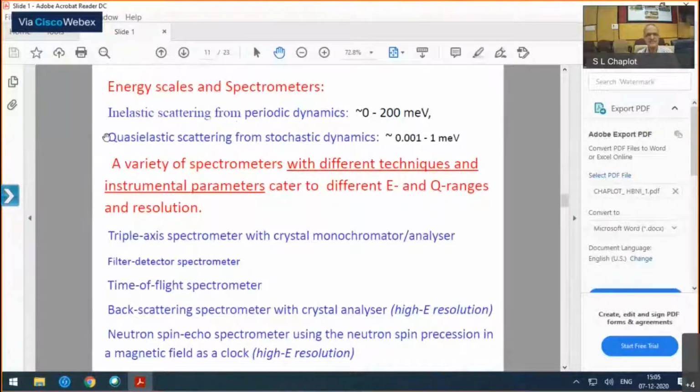As we said, the energy scale involved in inelastic scattering and quasi-elastic neutron scattering is in this range, about 200 millielectron volts in case of inelastic scattering, starting from 0 for, let's say, the acoustic phonon modes, to the stretching modes of, say, carbon-carbon or carbon-hydrogen and so on, and quasi-elastic scattering typically in this range. So there are a variety of spectrometers because they require different energy ranges, different resolutions, and so on.